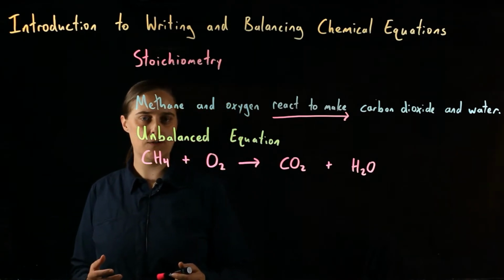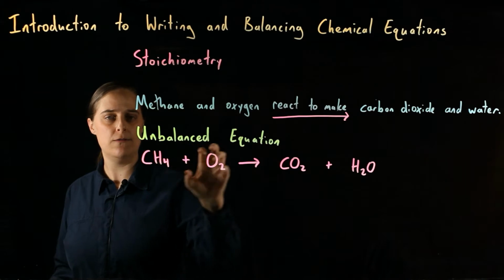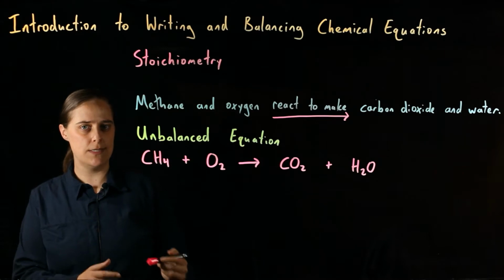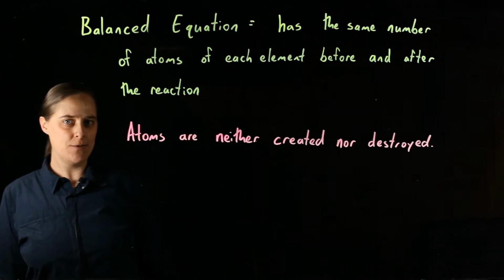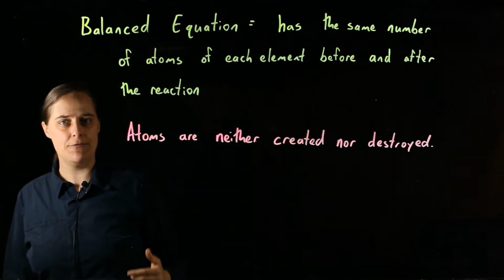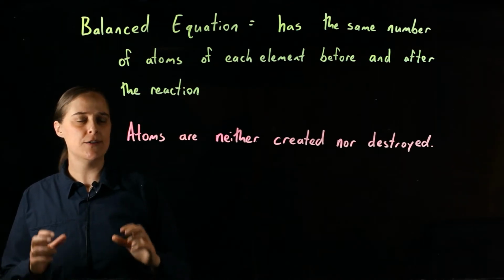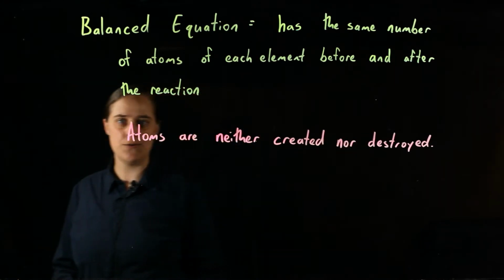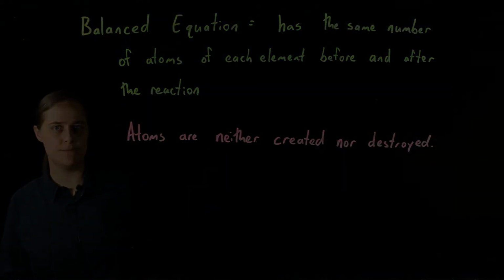So a balanced equation is going to have possibly different numbers of each of these molecules, such that you do have the same number of atoms of each element before and after the reaction. The definition of balanced equation: it has the same number of atoms of each element before and after the reaction. So before the arrow and after the arrow. We are not creating nor destroying any atoms. Atoms are neither created nor destroyed. So you can rearrange atoms, you cannot make them appear nor disappear.